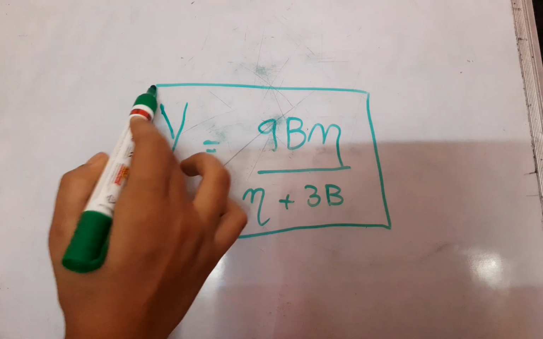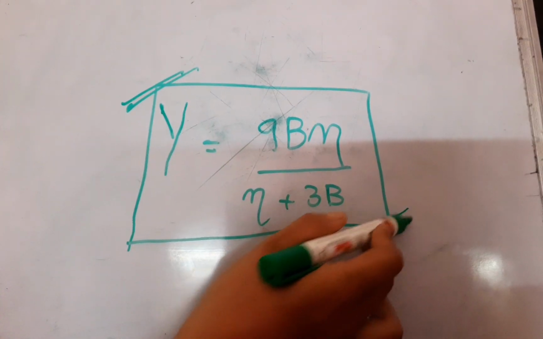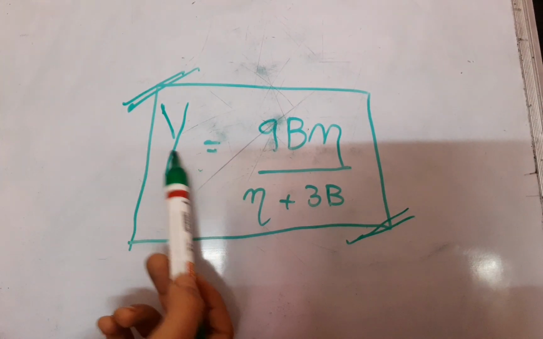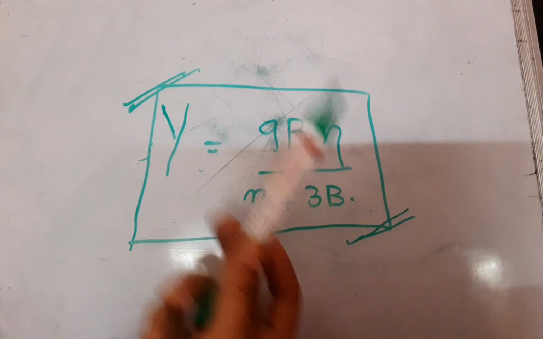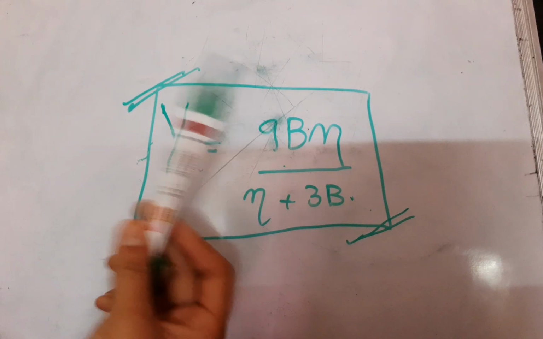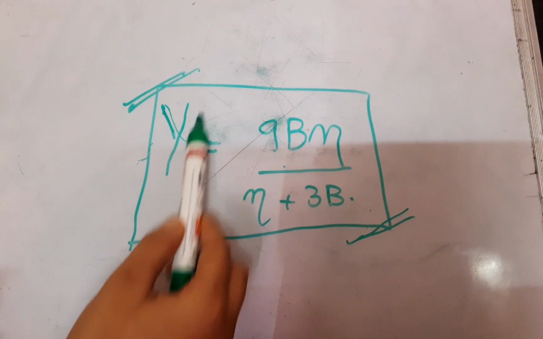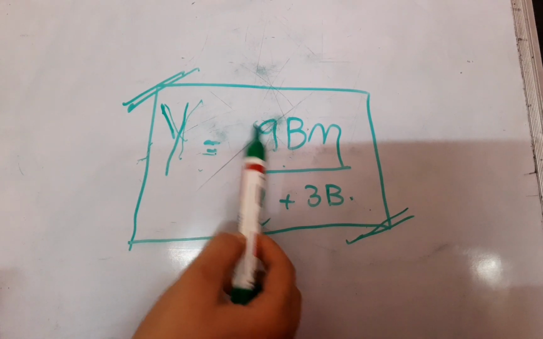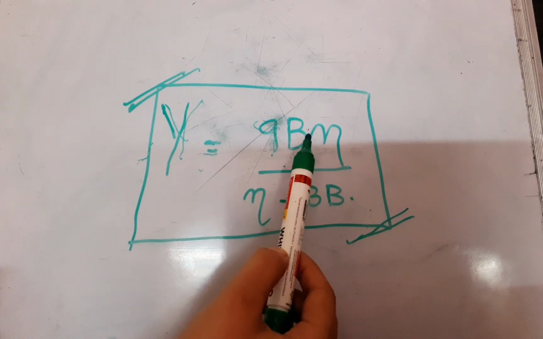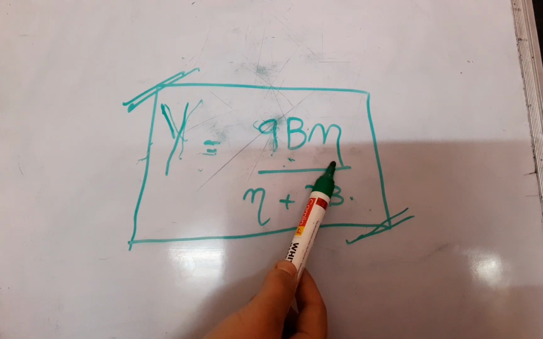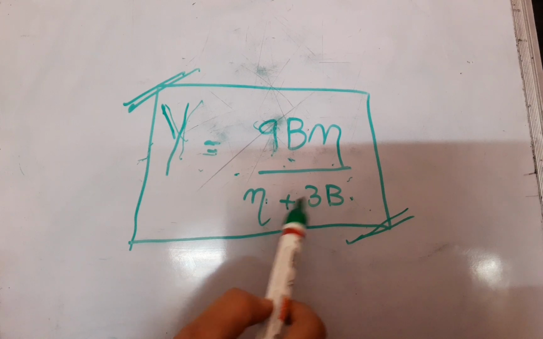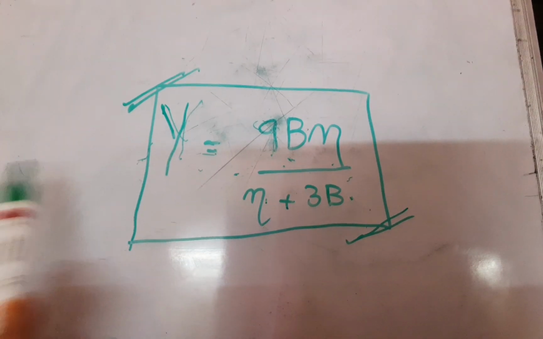Okay, this formula. So what is Y? It is nothing but the relation between Young's modulus, rigidity modulus and bulk modulus. Okay, the relation between all three moduli is this equation: Young's modulus is equal to 9 times bulk modulus into rigidity modulus, divided by rigidity modulus plus 3 times bulk modulus. So this is a relation.